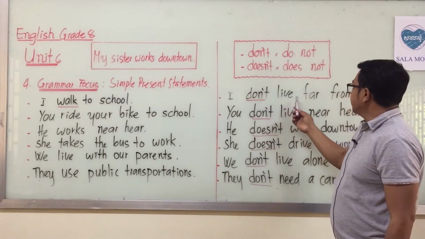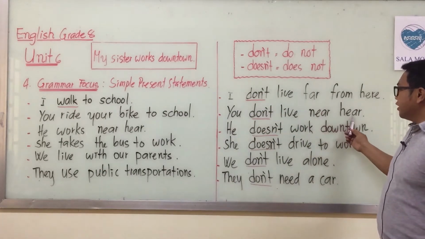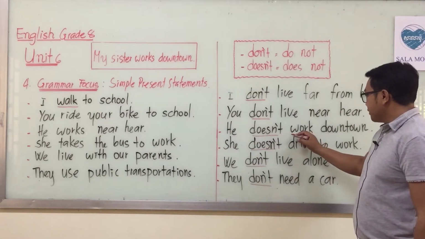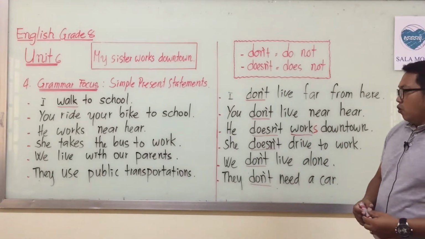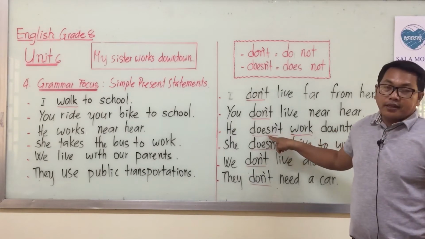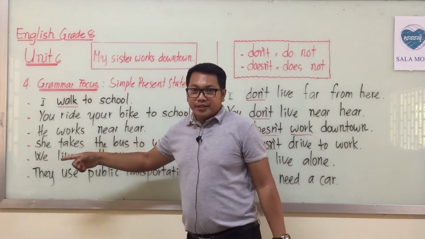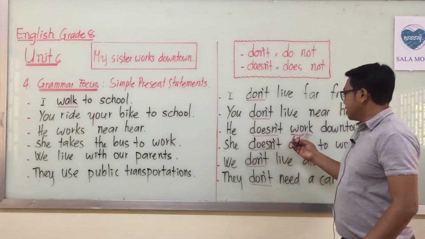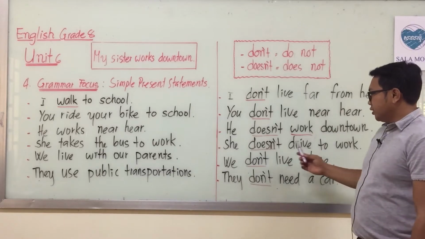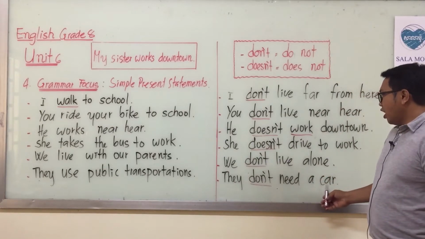Okay, let's look at that one. I don't live far from here. You don't live near here. He doesn't. Look at the word he doesn't, and the verb, should we put s? No. No s at all. Why? Because it has es already in the doesn't. Doesn't work. Here, she takes with s, but in negative, we don't put s anymore because it has doesn't already. She doesn't drive to work. We don't live alone. They don't need a car.